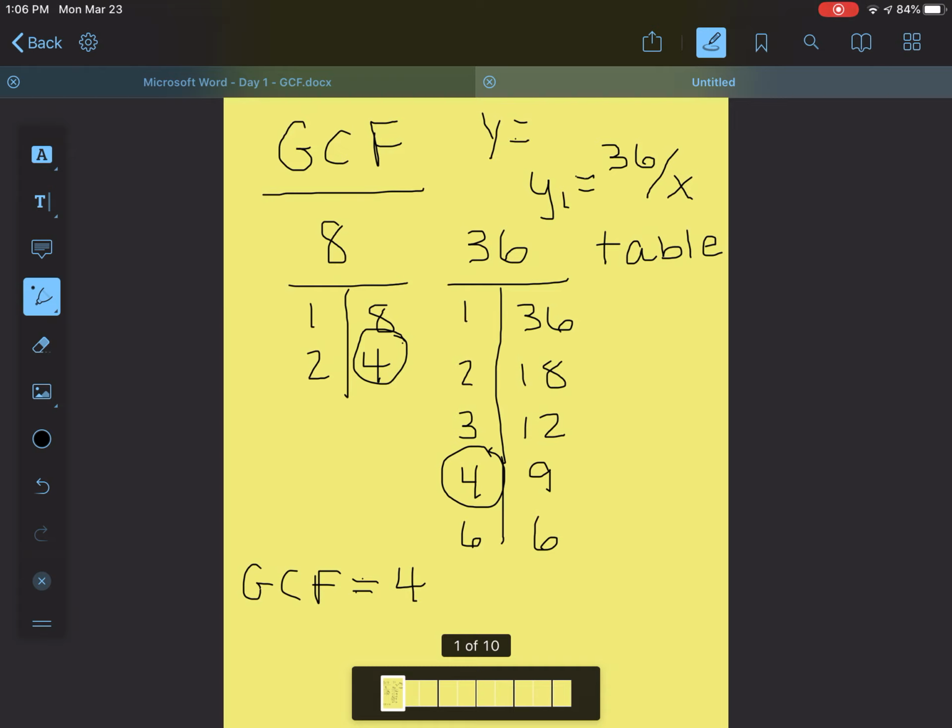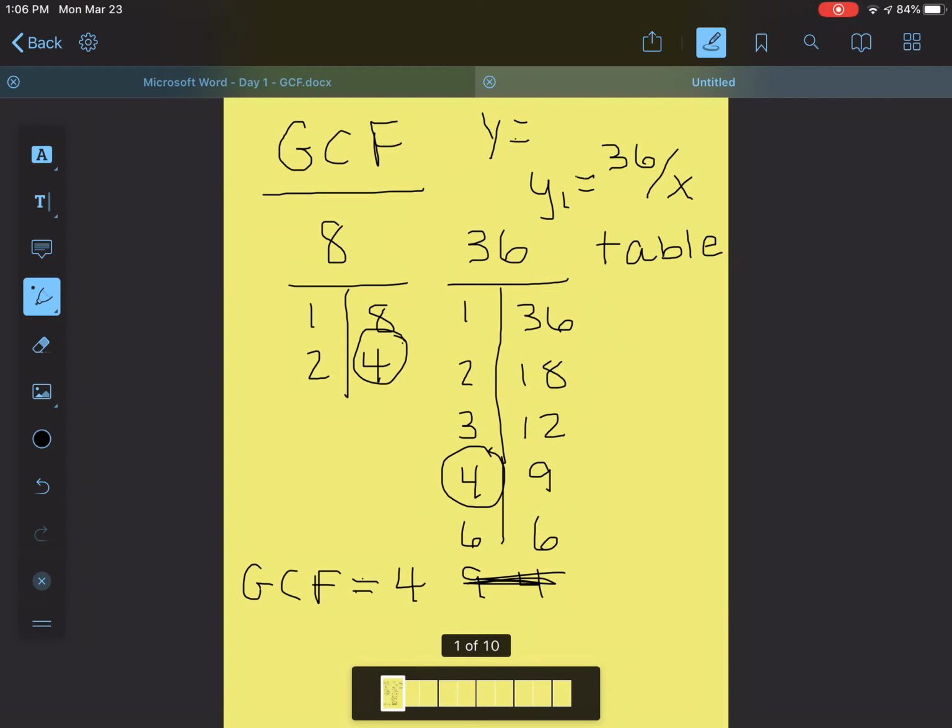Once you get to a point where the numbers start repeating, like they flip, after 6 and 6 the next one would be 9 and 4. You would stop there because that's a repeat of 4 and 9, so you wouldn't even include that in your list. So that's a way to use the calculator that can help you get the factors.